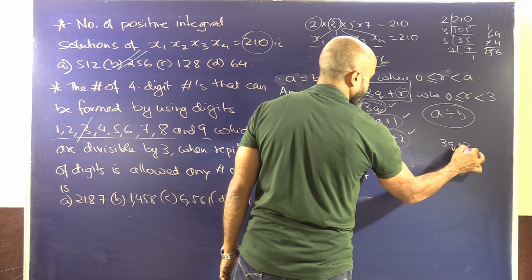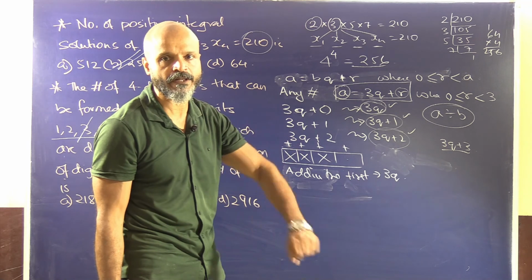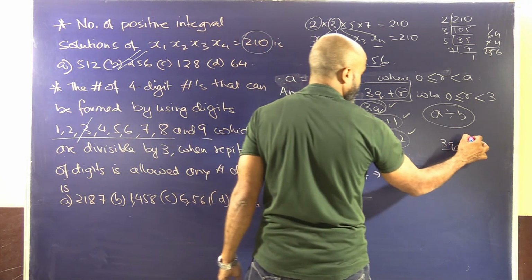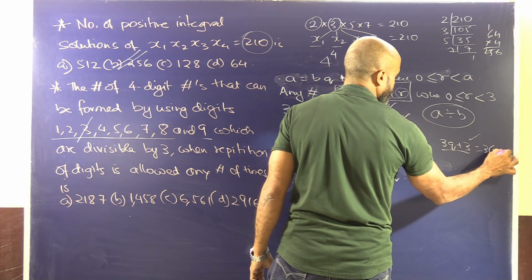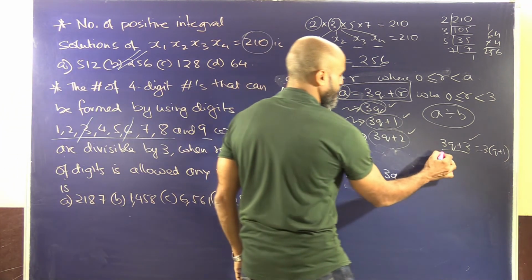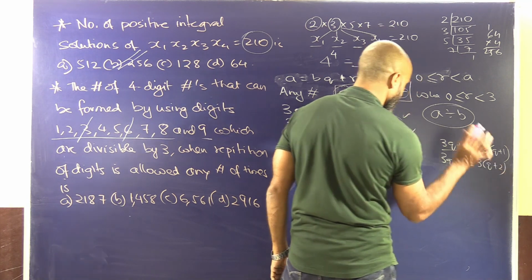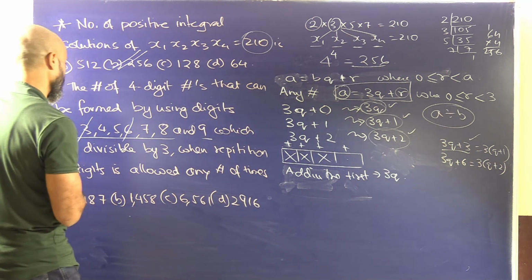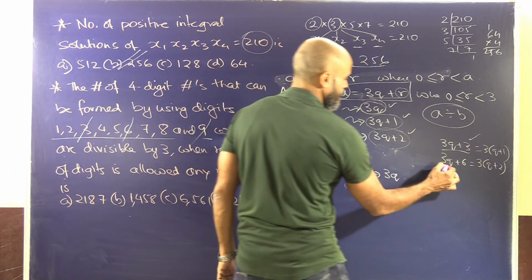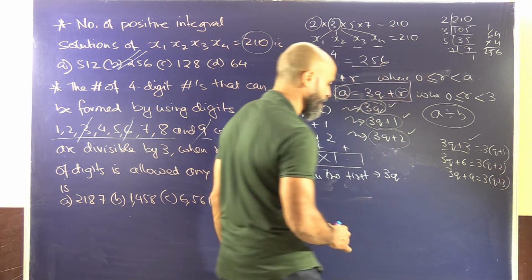We'll get 3q plus 3, because any number which is divisible by 3, the sum of the digits has to be divisible by 3. So here we have 3q plus 3, which is again 3(q plus 1), divisible by 3. If we fill it with 6, obviously it will be divisible by 3, because 3q plus 6 will be 3 into q plus 2, divisible by 3. Okay, if we fill it with 9, 3q plus 9 will be 3(q plus 3), so this will be divisible by 3.